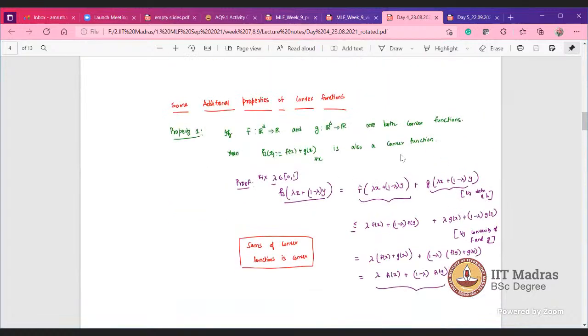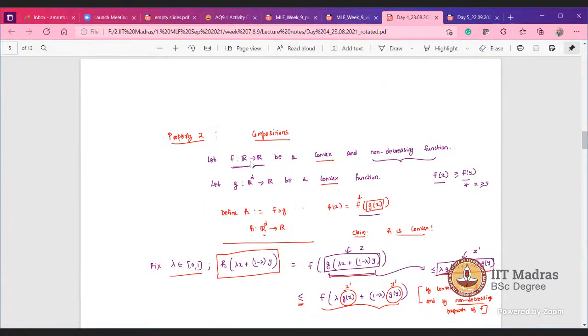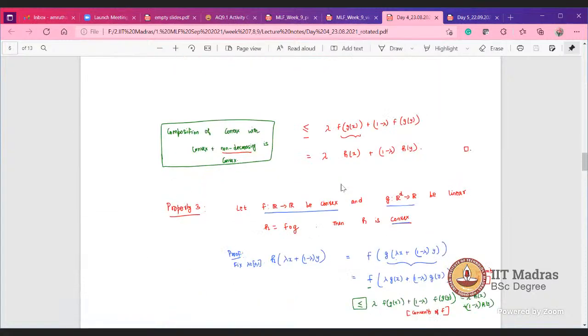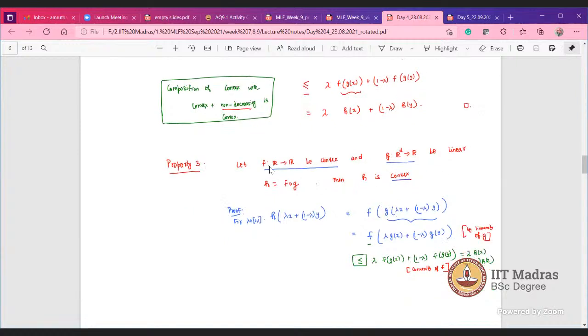The first property is F is from R to R can be convex and non-decreasing. So this is the first composition here, and then G is a convex function. But in the second case, we had that F is convex and G is a linear function. So that's why we have this equal to symbol here. It is equal to F of G of lambda x plus 1 minus lambda into y.